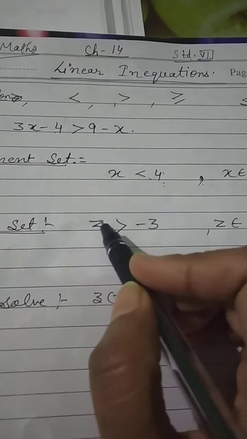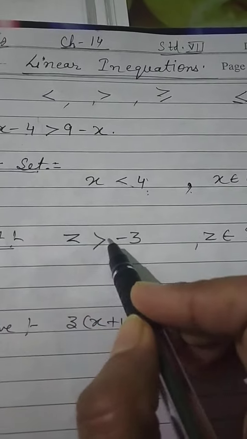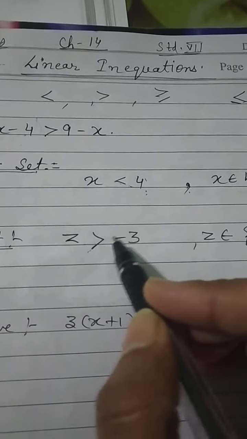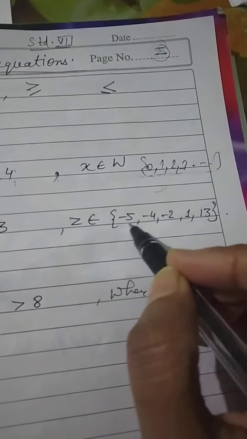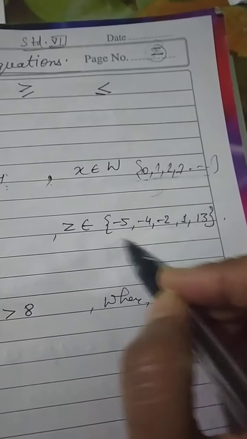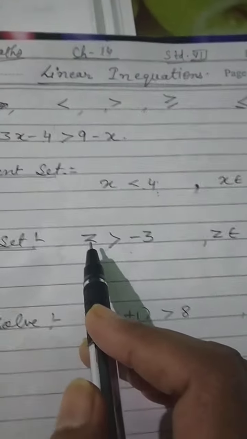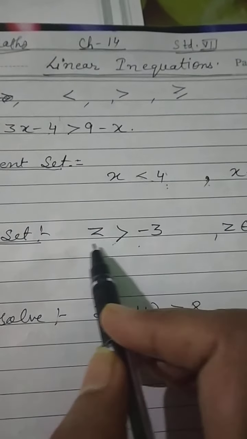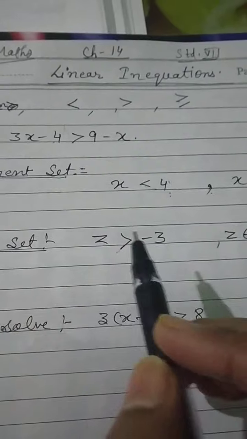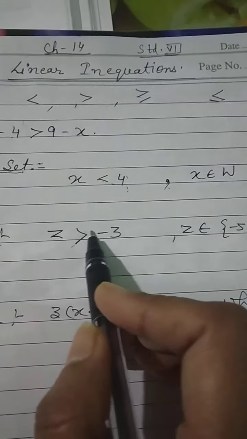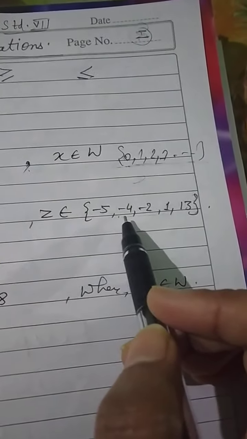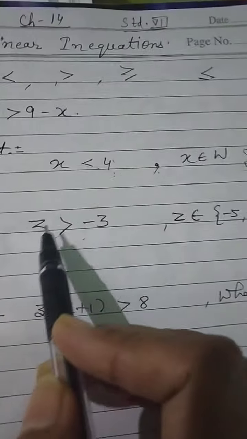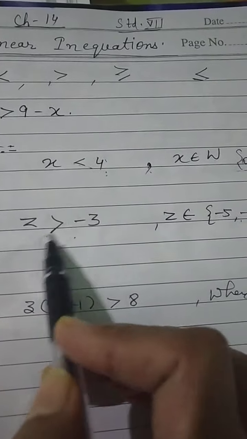Solution set is what? Suppose I write an inequation: z is greater than minus 3. And a replacement set is given here. Replacement set means z belongs to these values. Z values can be this only. Okay. Then what values will you select from this so that this statement in the inequation becomes true? Tell me, z is greater than minus 3. What are the values greater than minus 3, because there is a sign of greater. Z is greater than minus 3.